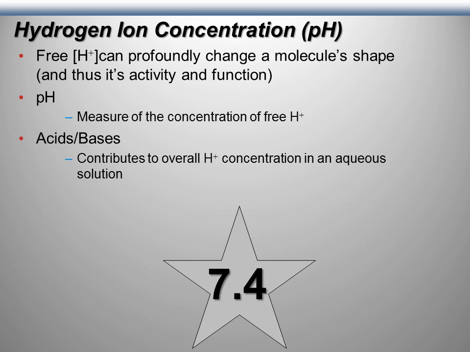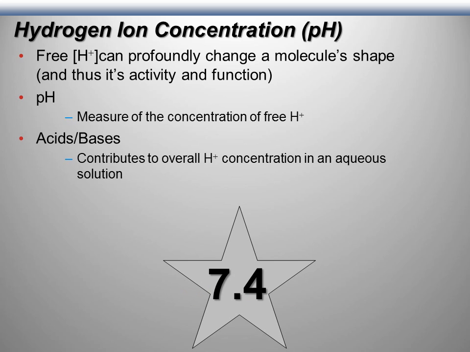Anything lower than 7.4 means that we have more free hydrogens. Anything higher than 7.4 means that we have fewer free hydrogens, and it's a factor of 10 for every whole digit. So 8.4 pH means that there is only 1/10 the number of free hydrogen ions. 6.4 means that there are 10 times as many free hydrogen ions. Okay? It doesn't take much to screw things up.